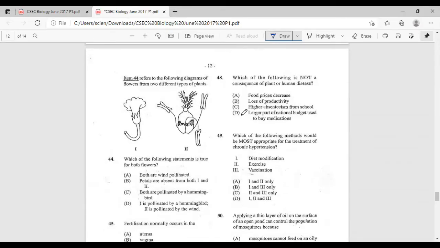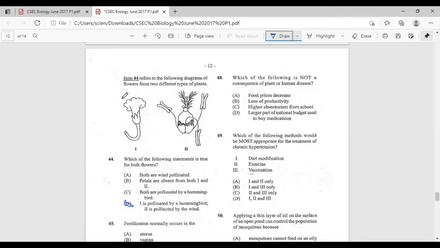44. Item 44 refers to the following diagrams of flowers from two different types of plants. Which of the following statements is true for both flowers? So we have A, both are wind pollinated. No, that is not true. B, petals are absent from both I and II. That is not true. C, both are pollinated by hummingbird. Not true. D, I is pollinated by hummingbird and II is pollinated by wind. So the answer is definitely D.